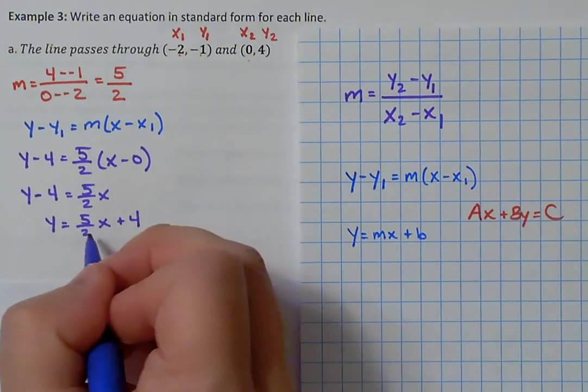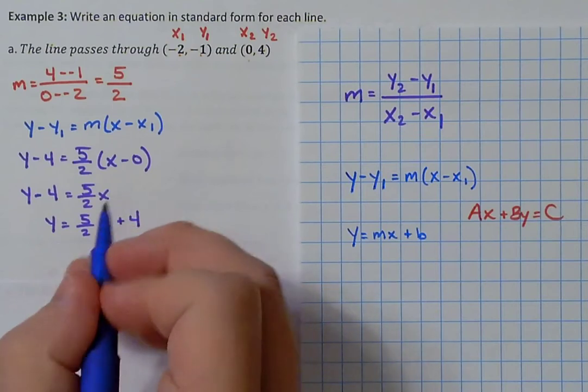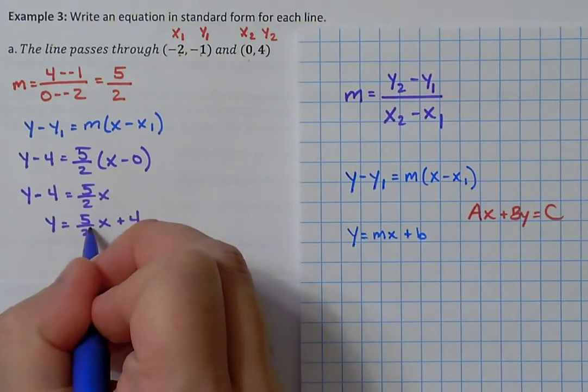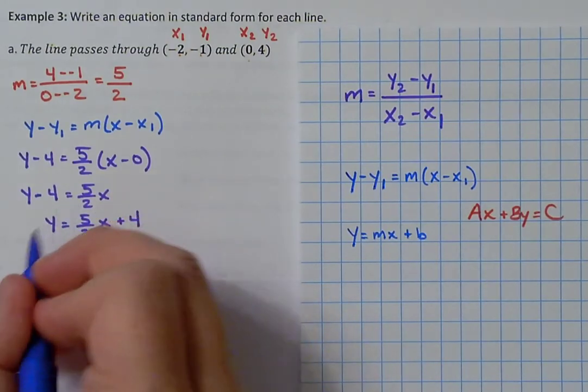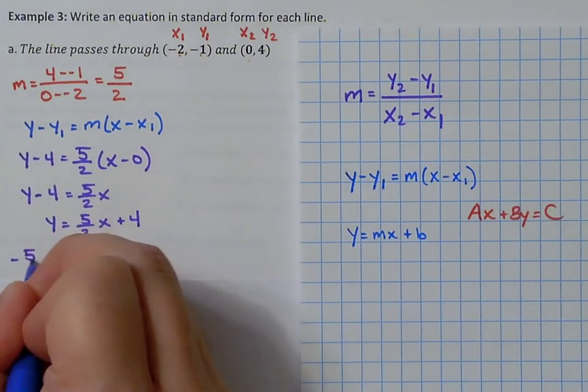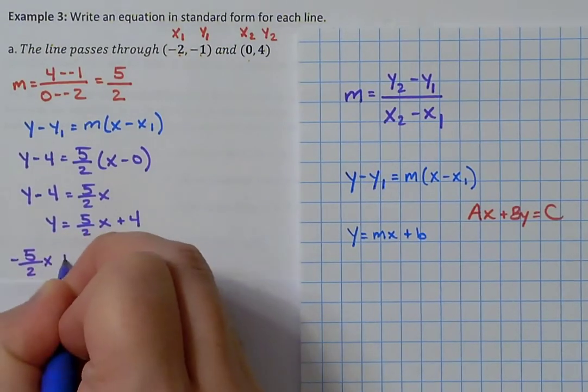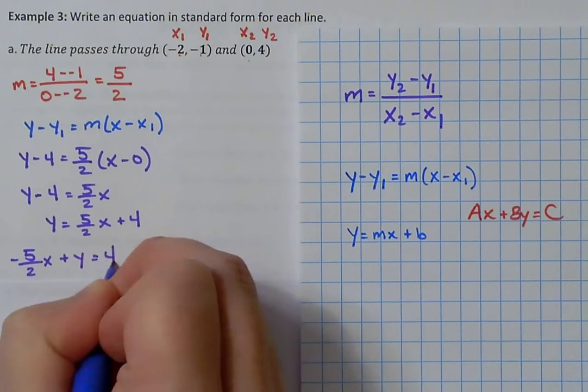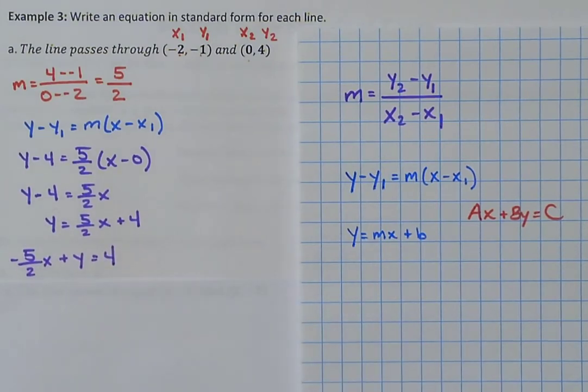And then I need to move this 5/2 x to the left side. Because it's positive 5/2 x, I'm going to subtract it. So then I get negative 5/2 x plus y equals 4. So if we go through this, do I have x and y on the same side? Yes. Do I have the constant or the number by itself on the right? Yes. Do I have a fraction? Yes.